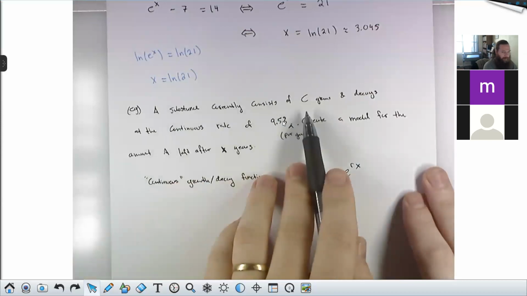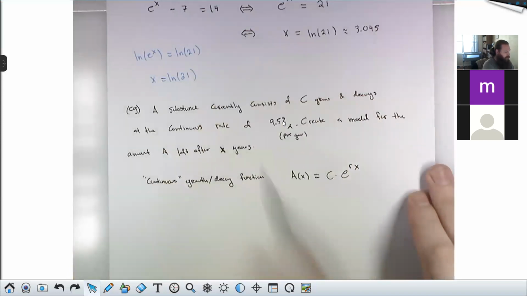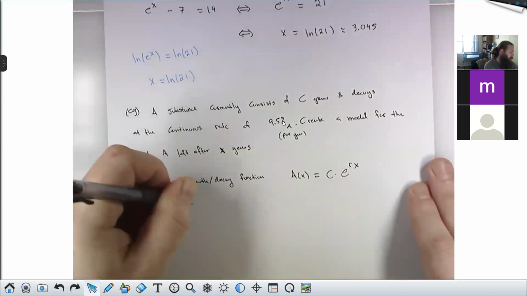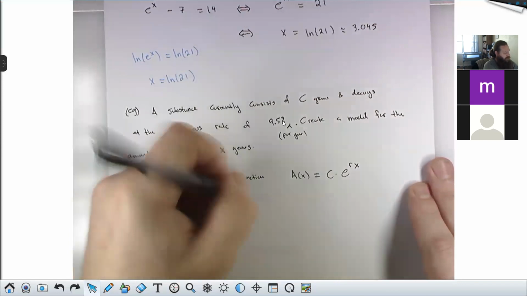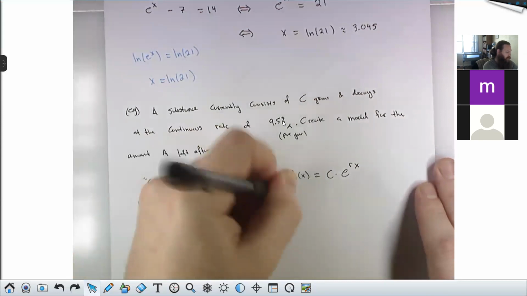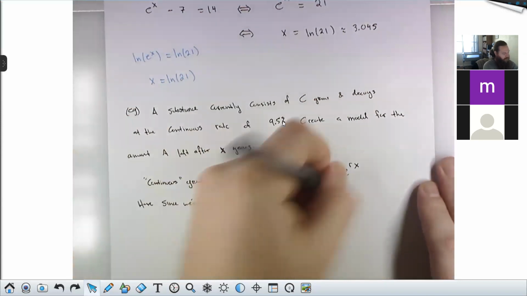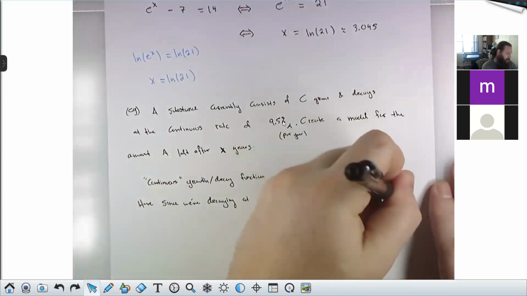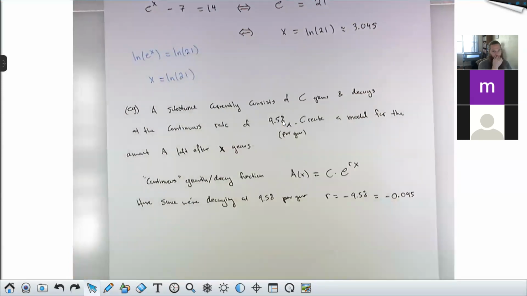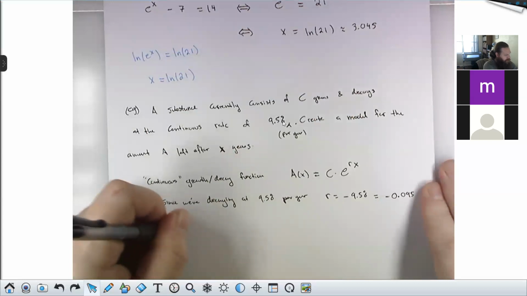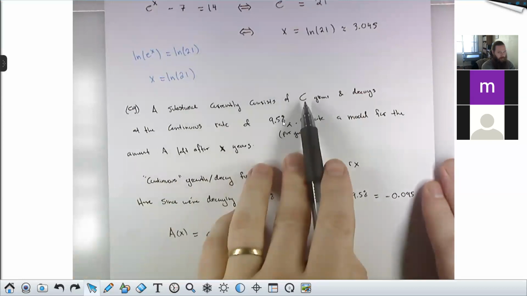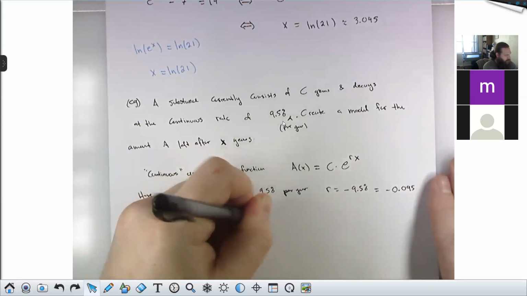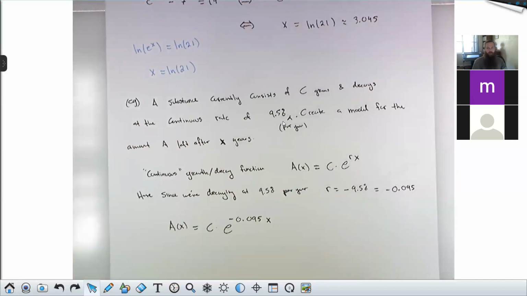Our function here, they haven't told us the original amount. They've just said we start with C grams and that we're decaying at the continuous rate of 9.5%. So for us, since we're decaying at 9.5% per year, r is negative 9.5%, which remember we need to rewrite as a decimal. That's negative 0.095. So our model A is C. We don't know what C is. They told us it just starts with C grams, so we just leave it as C, times e to the negative 0.095x. That's how much of this substance will be left after x years.